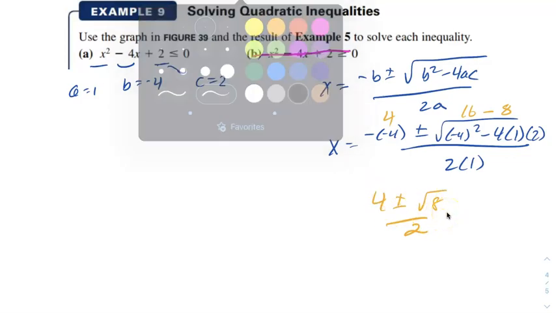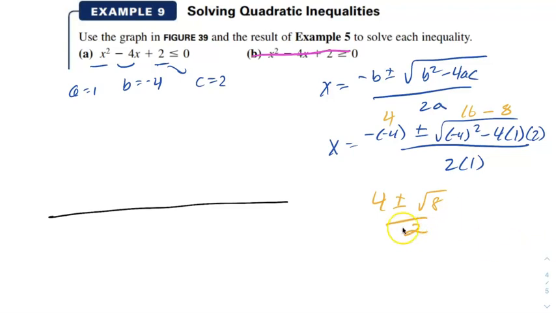Now let's do a number line. Remember, this is actually two answers. It's 4 plus rad 8 over 2 and 4 minus rad 8 over 2. Which comes first? Well, 4 minus rad 8 over 2 would come first.